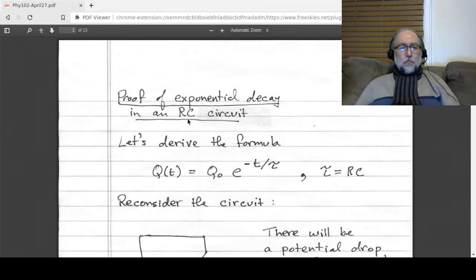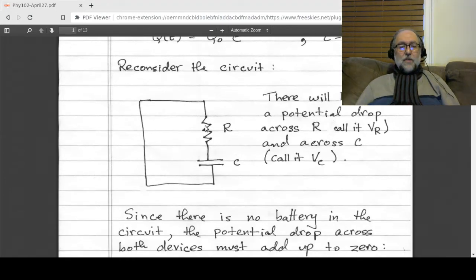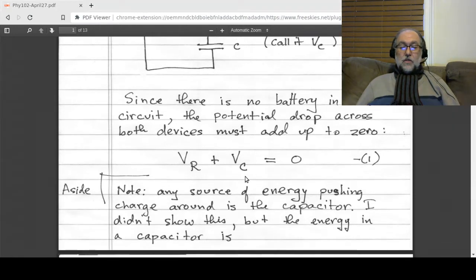So let's start off with the RC circuit here, and remember that when there are potential drops in a circuit, if you add up all the potential drops, they have to equal the potential that's delivered by the battery. Now, if you look at the circuit, there's no battery in it, and that means that as you go around the circuit, you're going to have a potential drop across the resistor, which we'll call VR, and a potential drop across the capacitor, which we will call VC. The potential drop across the resistor plus the potential drop across the capacitor has to equal the potential given by the battery. There is no battery, so those two potentials have to add up to zero. Okay, and that gives us our first formula.